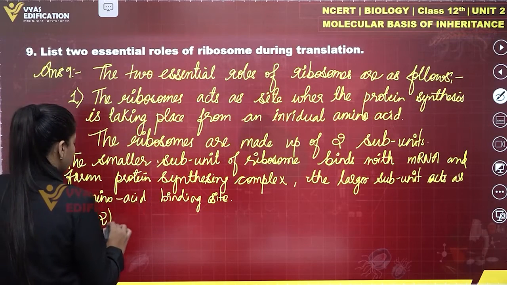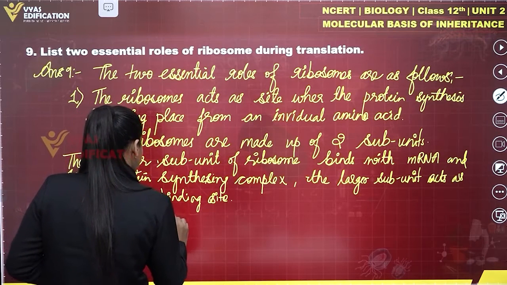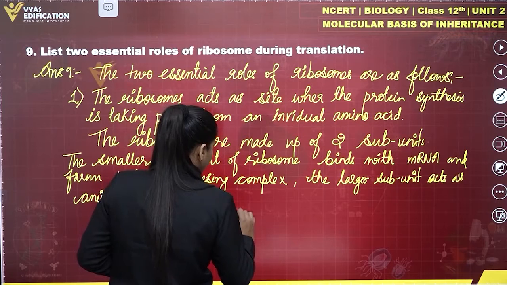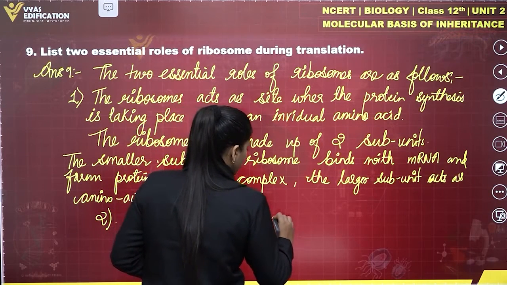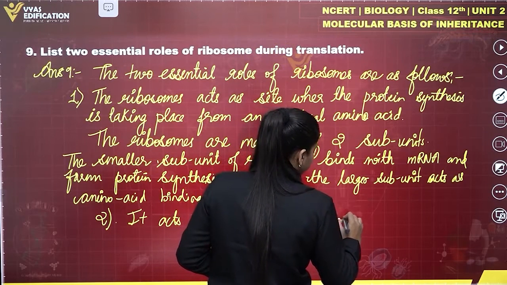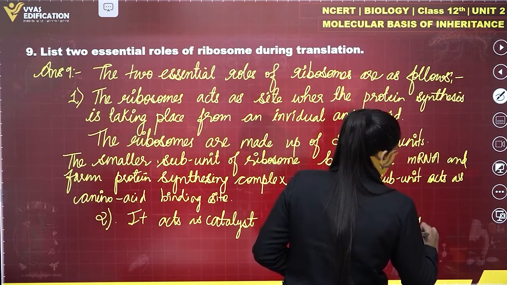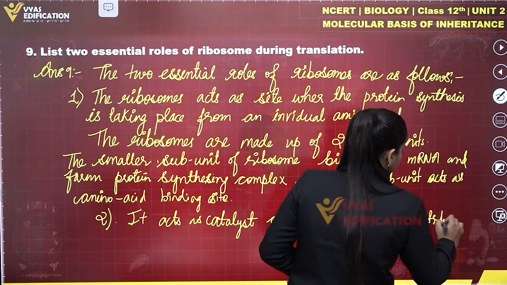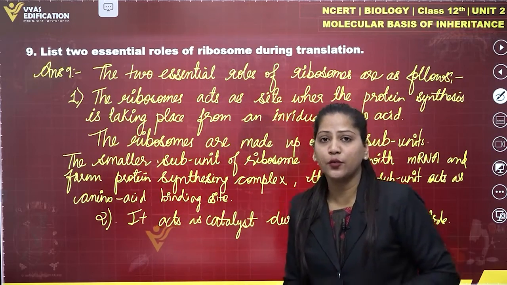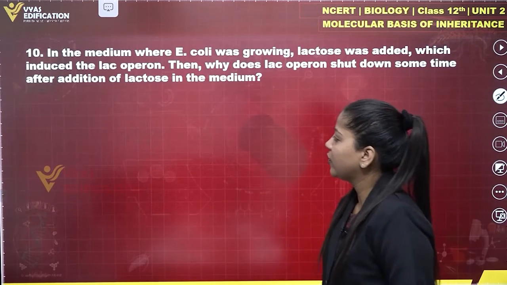Then the second essential role of ribosome is that it acts as a catalyst during formation of polypeptide. So these are the 2 essential roles, 2 essential functions of ribosome, and with this we have completed the solution of question number 9. Let's come towards the next question, question number 10.